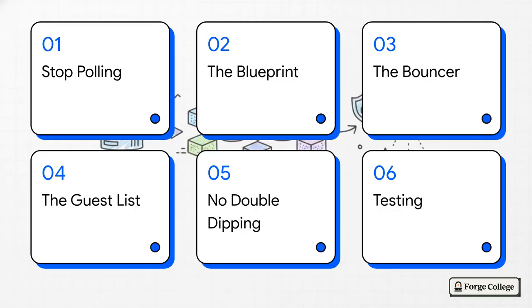We've got a great roadmap for today. First, we talk about why we need to stop polling. Then we'll map out the blueprint, introduce a security bouncer, curate our guest list, make sure there's no double dipping, and finally, we'll put it all to the test.